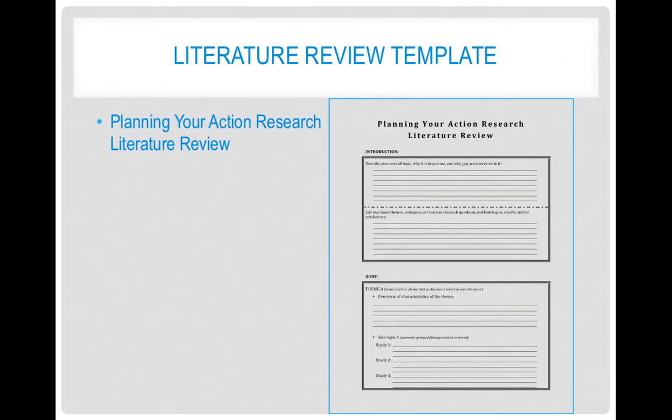So there is a literature review template that you can use to write your literature review in order to plan your action research. There is an introduction part. The first one, describe your overall topic, why it is important and why you are interested in it. Then list any major themes, subtopics, trends in research questions, methodology, results or conclusions. And you go to the body. We can come up with many themes, theme A, theme B and so on. What is the study involved in that part.